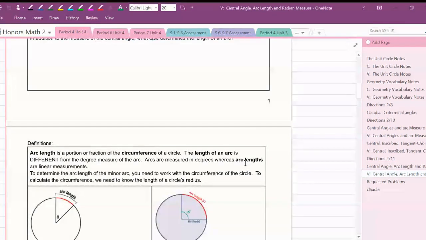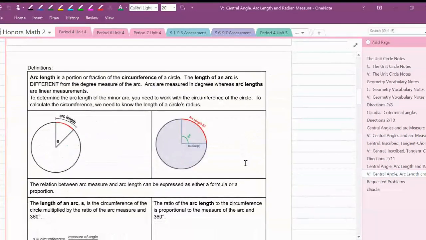And that's kind of our idea today, is we're going to transition from measuring our arcs in degrees and actually measuring the length of each arc. And that has to factor in the radius of each circle. So arc length is a portion or a fraction of the circumference of a circle. The length of an arc is different from the degree measure. Arcs are measured in degrees, where arc lengths are linear measurements. So we're talking about inches, feet, centimeters, etc.